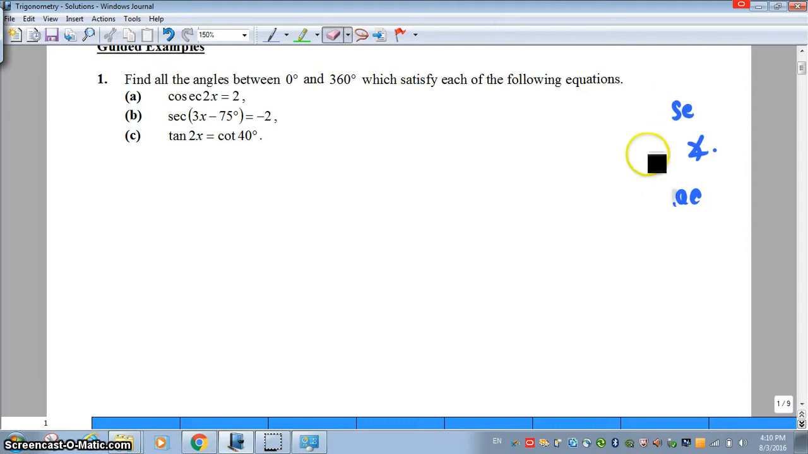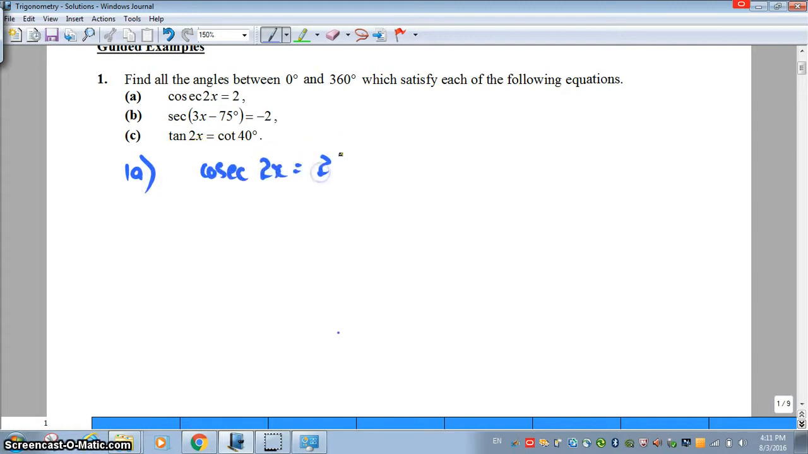Now, let us go to question 1A and get started. Question 1 are all the basic questions, so I'll be doing it very quickly together with you. So, if you can do it yourself, please do it yourself before you try to answer with mine. If not, you can do it together with me with your worksheet and your rough paper or foolscap paper beside you. Now, let us take a look at question 1A. Cosecant 2x is equal to 2.